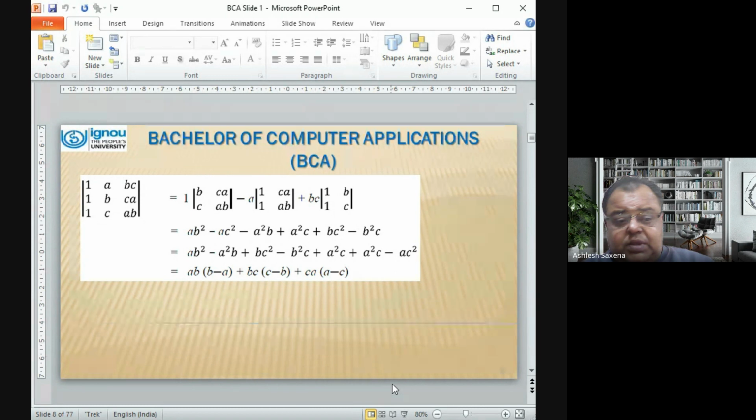Now this comes with variables, something other than numbers. Now you can see 1 A B C, 1 B C A, 1 C A B. I have to calculate the determinant value. How will I do it? Go through the solution and just let me know which part is not understood by you.